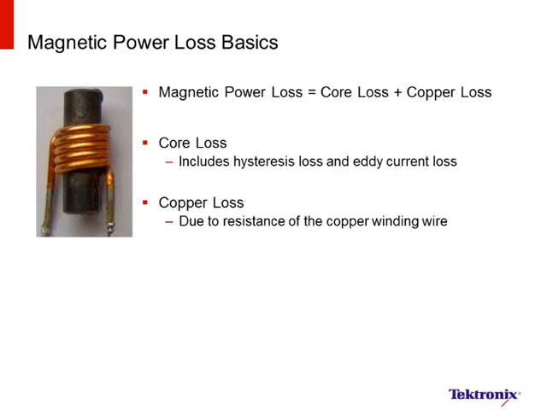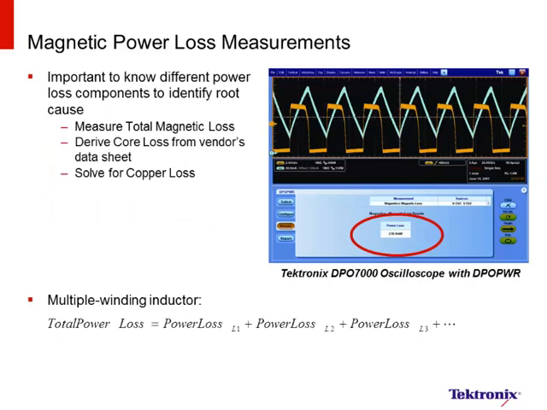Core loss also includes the ohmic loss from eddy currents which are induced in the resistive core. It is often possible to calculate the core loss using the core manufacturer's datasheet. Finally, copper loss, or I2R loss, is caused by the currents flowing in the resistance of the copper winding wire. Knowing these different power loss components makes it possible to identify the cause for power loss at the magnetic component.